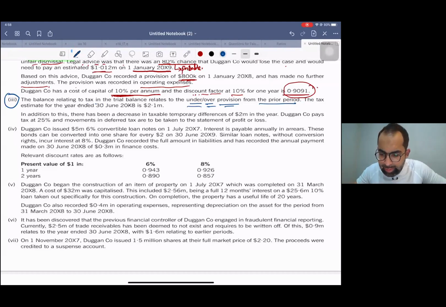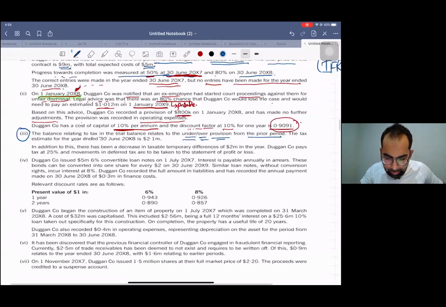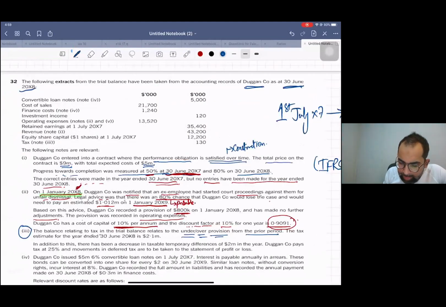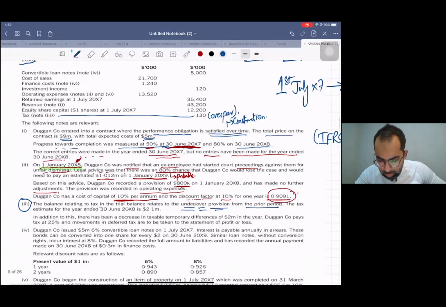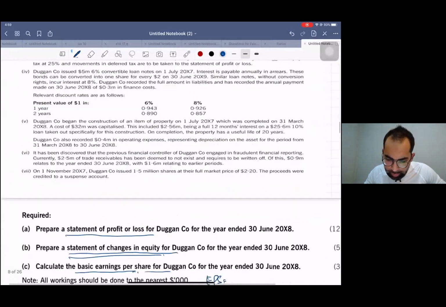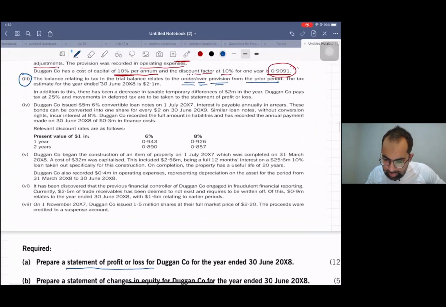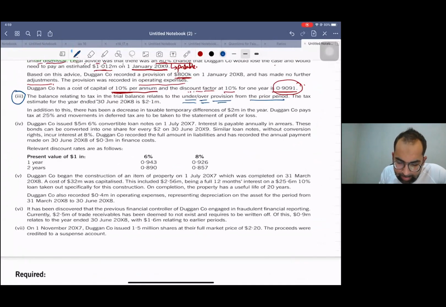See, the tax is on the credit side, that's why it's over provision, and it's your income. So one thing is over provision 130, and the second thing, the tax estimate for the year ended 30th June. This year current tax liability is 2.1.